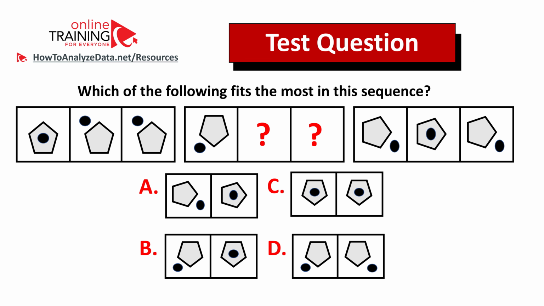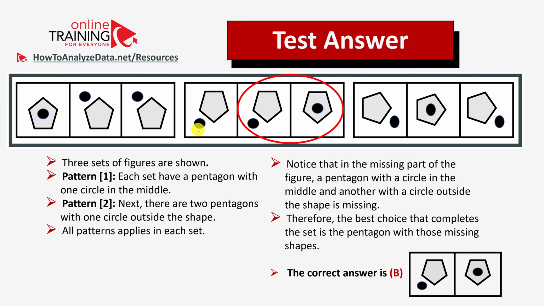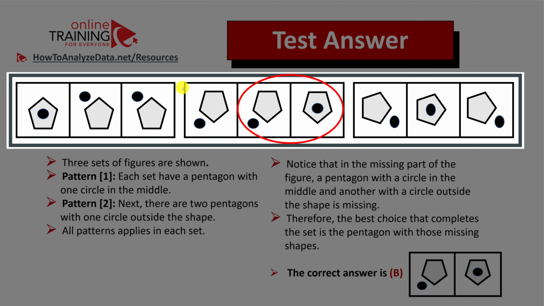Do you see the answer? Let's continue to see how we can solve this challenge and get to the correct solution together. To solve this challenge, you need to understand the patterns present in this question. There are two main patterns presented. The first pattern is the fact that the pentagon contains a circle in the middle. And the second fact is that two other pentagons in the group contain circles outside of the pentagon.